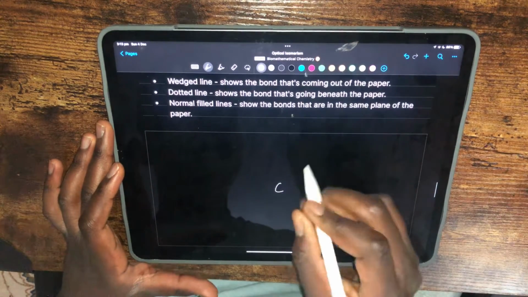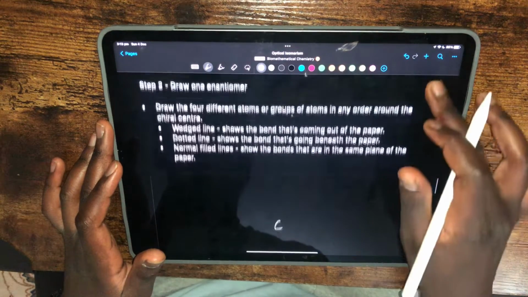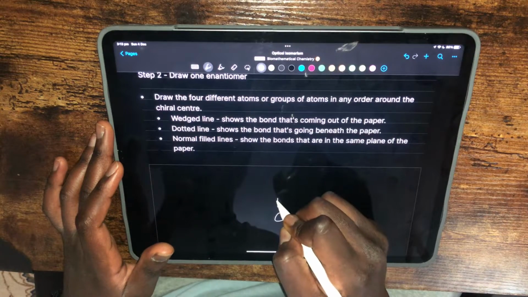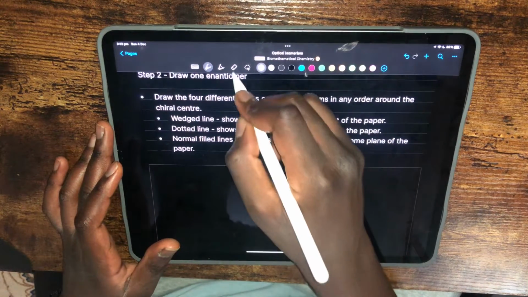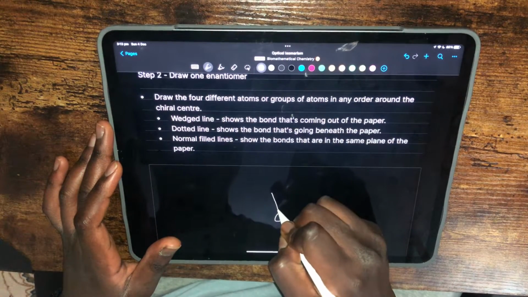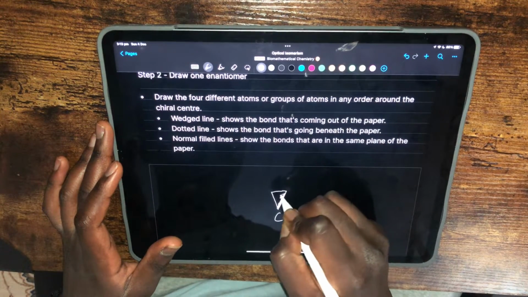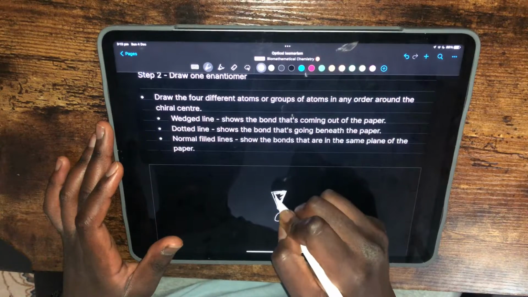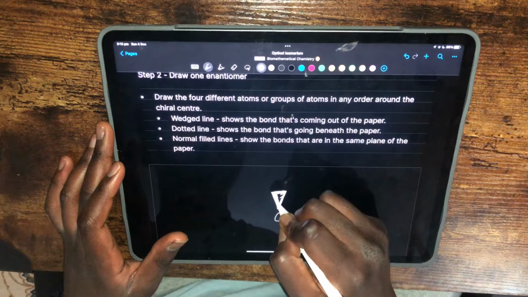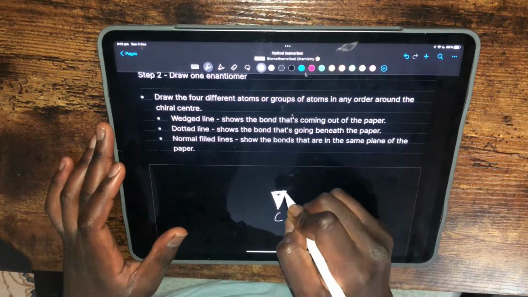So carbon atom here, there's a hydrogen atom. Can I represent this hydrogen atom in any other way? No, I want to represent it in this way. So this hydrogen atom is going above the plane, right? It doesn't necessarily matter which ones you show going above the plane, and you don't need to know which one is going above or below the plane.